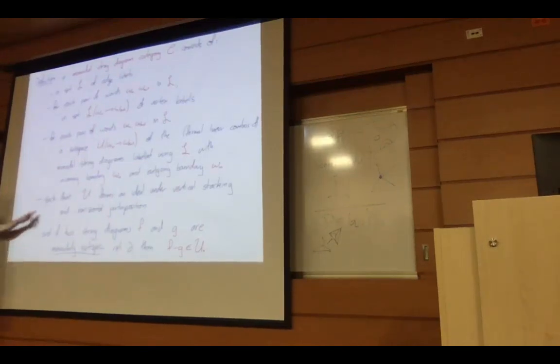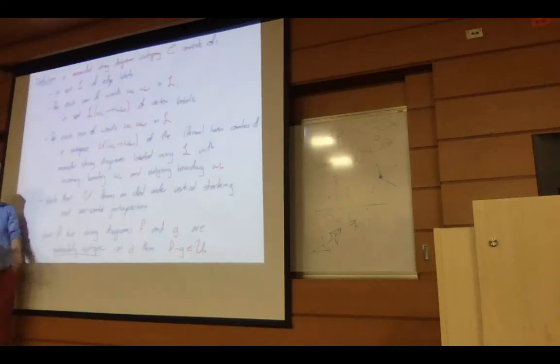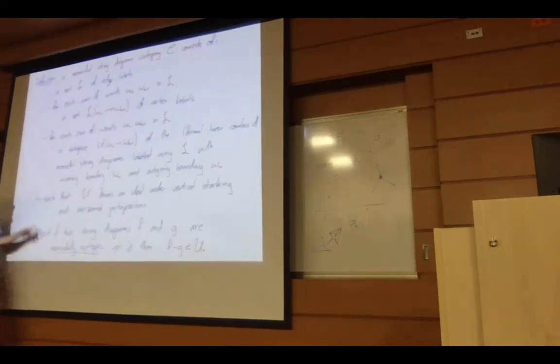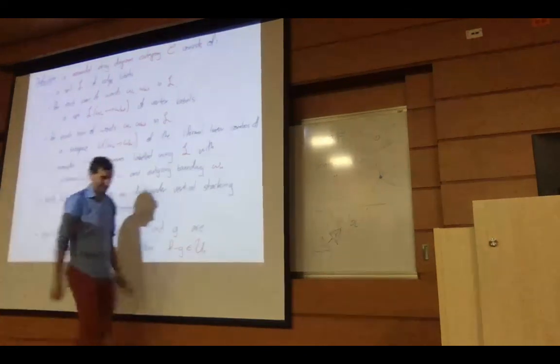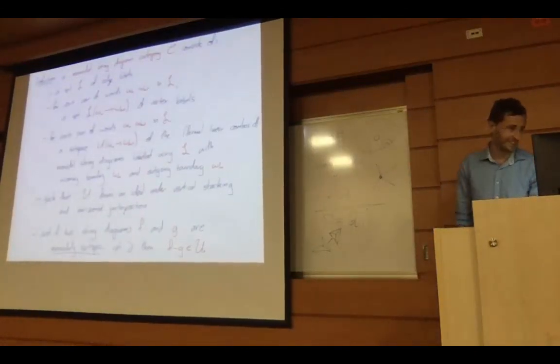And then there are two axioms. One axiom is that this collection of subspaces U forms an ideal under stacking or horizontal juxtaposition. And the second axiom is that if I've got two string diagrams and they just differ by a monoidal isotopy, then the difference of those two string diagrams is in this specified ideal. Okay. So what does that have to do with normal monoidal categories?